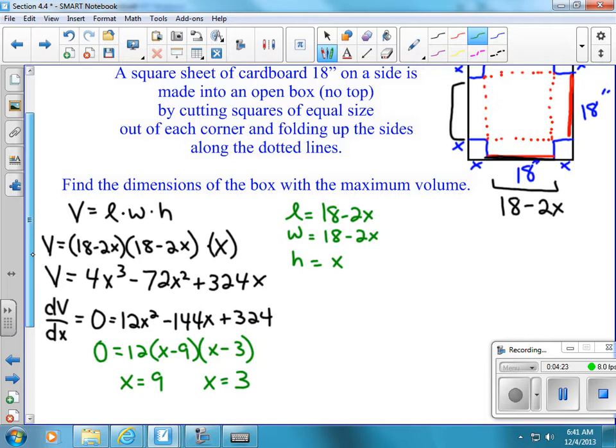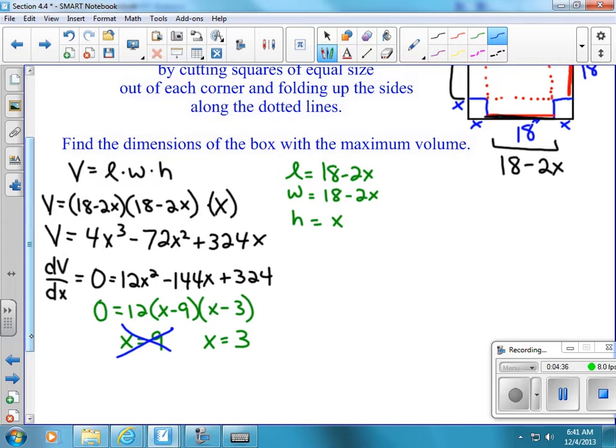What about if we plug a 9 in there for our length? 9 means the length and the width are 0. Yeah, that's a real minimum box. Okay, so 9 doesn't make sense. If you plug 9 into 18 minus 2x, you get a 0 length, 0 width. Makes no sense at all.